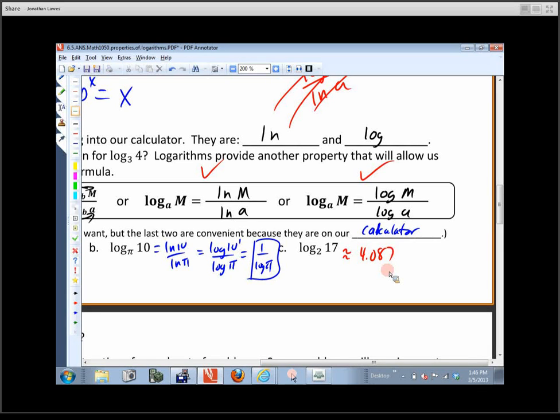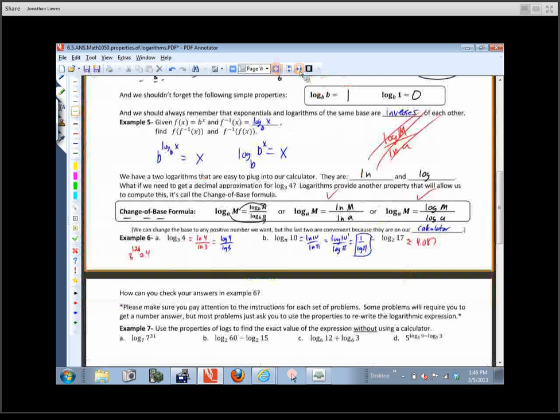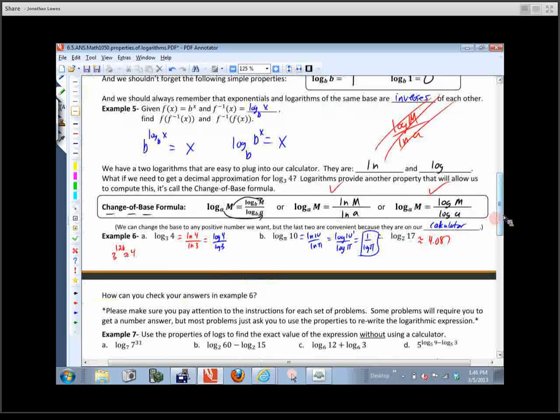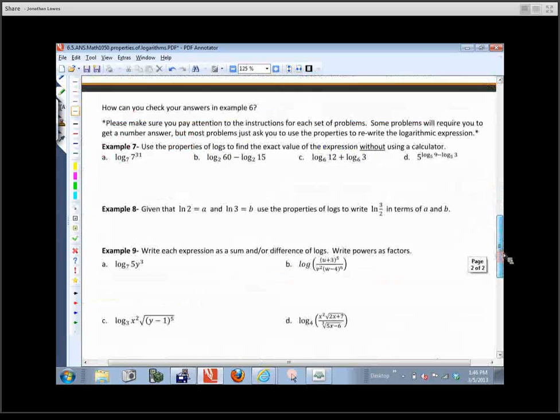And again, if you're not sure, there's no excuse. Type it into your calculator the other way. This is the answer to a logarithm. It's the exponent that goes on 2. So do 2 to the 4.087. It better give you something really close to 17. Questions there? Yeah. So on our homework, is it going to say write an exact form or decimal approximation? Yep, it'll say.